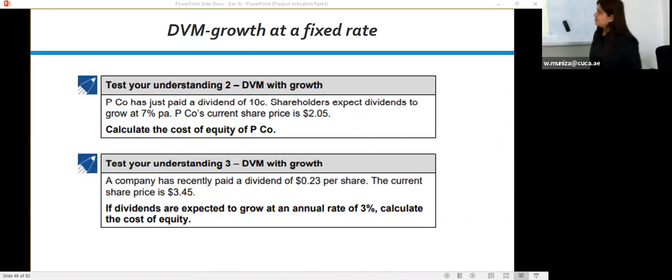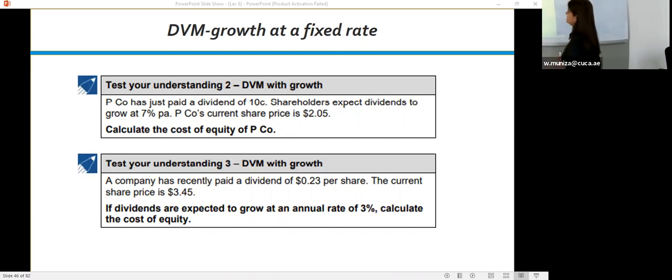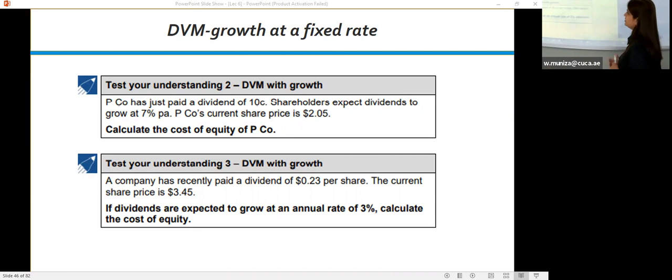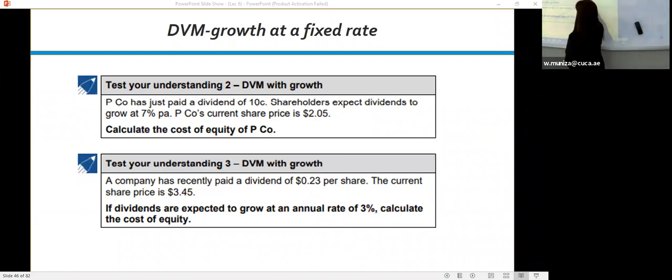Okay. Now students, test your understanding. P company has just paid a dividend of 10 cents. So this is the current dividend, students. This is D0. Shareholders expect dividends to be growing at 7% per annum. P company's current share price is 2.05. Calculate the cost of equity. What is the formula of cost of equity? Required rate of return, students, tell me.